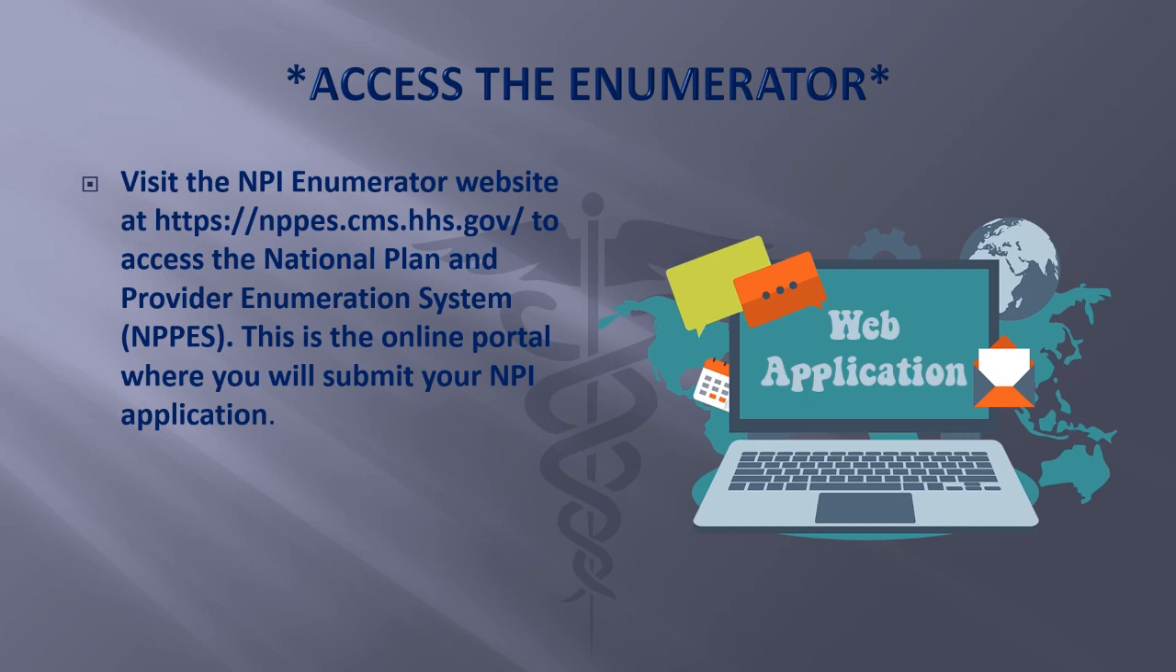Access the enumerator. In order to do that, you'll need to visit the MPI website, which is nppes.cms.hhs.gov, to access your MPI enumerator. This is an online portal system where you can submit your MPI application.